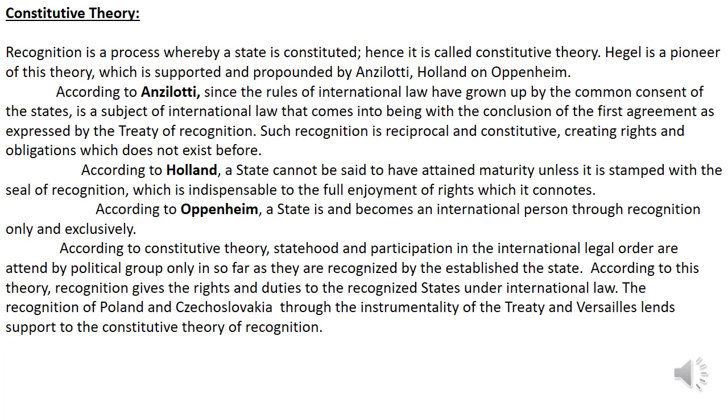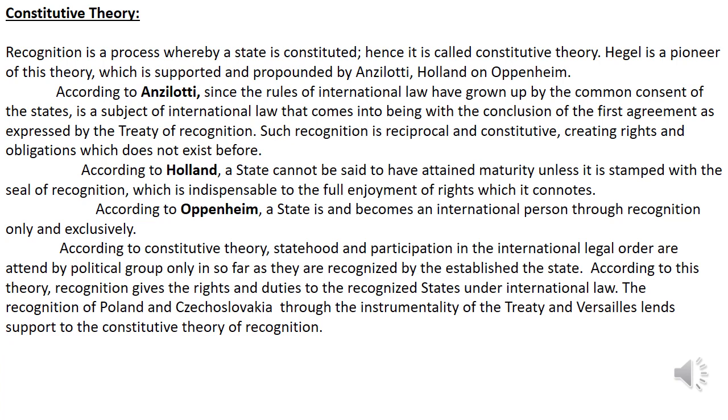Constitutive theory. This recognition is a process whereby a state is constituted. We have certain jurists who propounded this theory. Hegel is one of the pioneers of this theory, and it is supported by Anzilotti, Holland and Oppenheim. According to Anzilotti, the rules of international law have grown up by the common consent of the states, and a subject of international law comes into being with the conclusion of the first agreement, as expressed by the Treaty of Recognition. Such recognition is reciprocal and constitutive, creating rights and obligations which did not exist before. So, which are the rights which did not exist before? After recognition, it becomes a recognized state.